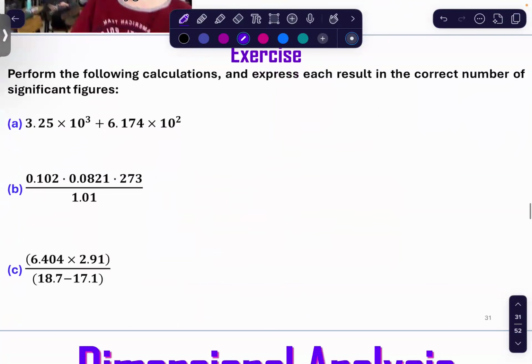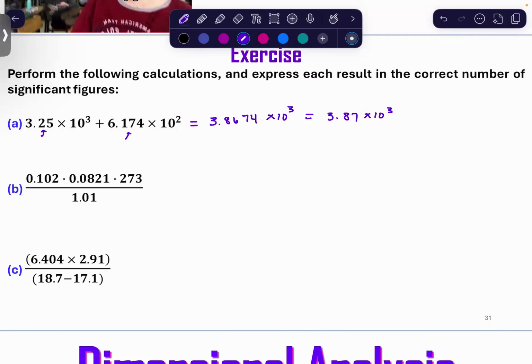So let's look here. Let's perform the following calculations and express each result with the correct number of significant figures. Okay, so we have 3.25 times 10 to the third plus 6.174 times 10 to the second. This is an addition, and I have 2 decimal places and 3 decimal places, so I have to round to the 2 decimal places. And when I add this, first off, I'm just going to add it up. I get 3.8674 times 10 to the third. And when I round this now, I get 3.87 because I have to round to 2 decimal places, times 10 to the third.